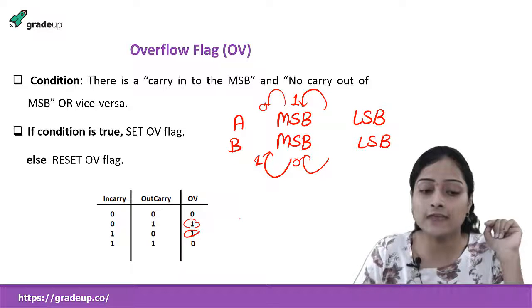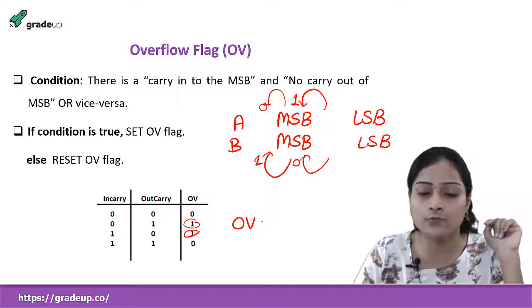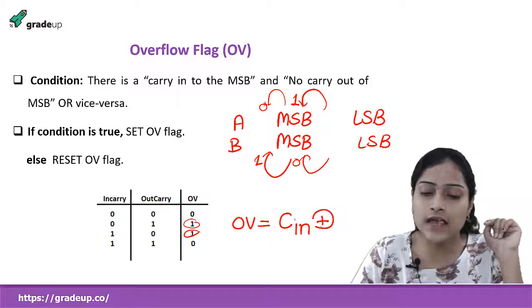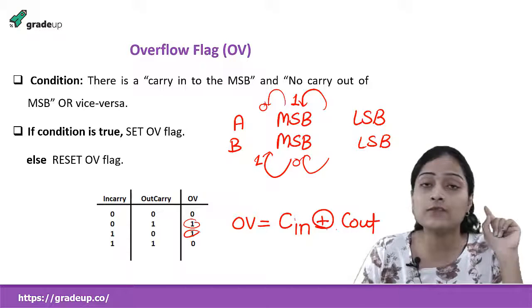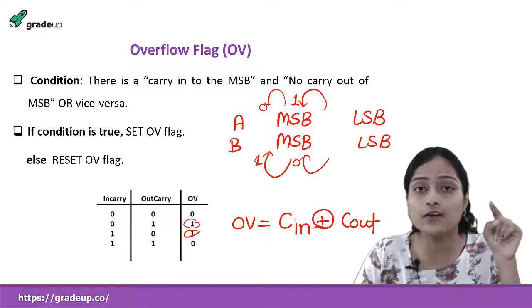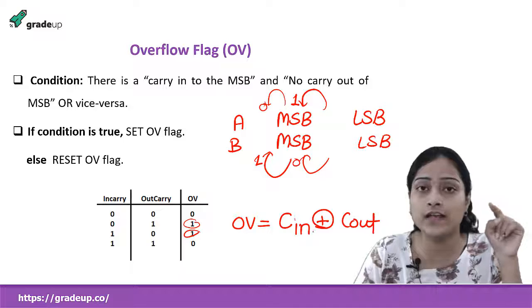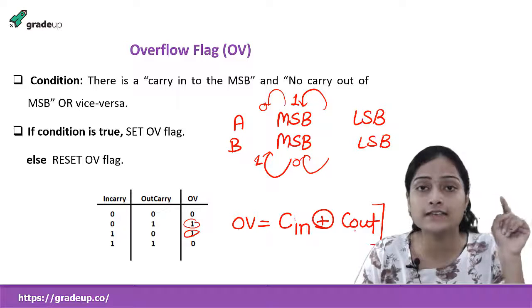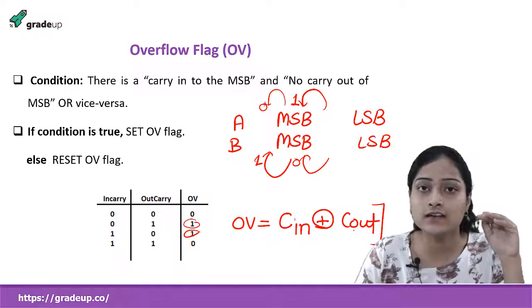So what we can say is, we set our overflow flag when, of C in and C out, only one of them is 1. So how can we represent this equation? C in XOR with C out. Carry in XORed with carry out.